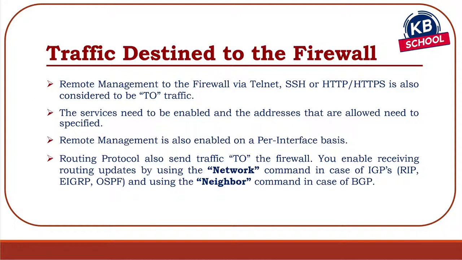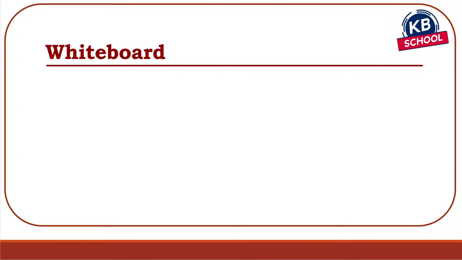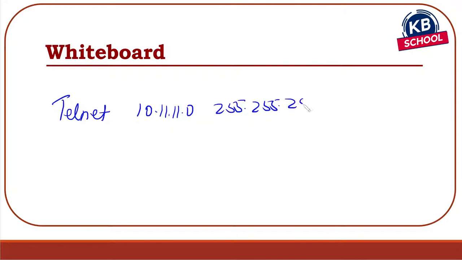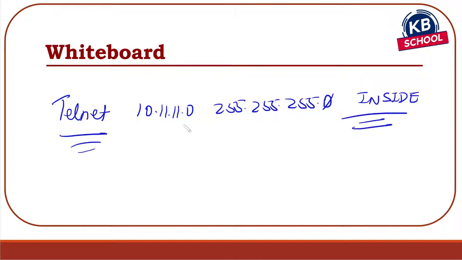Okay, so for example, and we're going to do that in a later video, if I wanted to allow Telnet to the inside interface, I would say Telnet, whoever is allowed to Telnet in, the IP address that's allowed to Telnet in, and the interface that I want to enable Telnet on. So this command over here is enabling Telnet on the inside interface for this particular source address. So it's per interface per source.